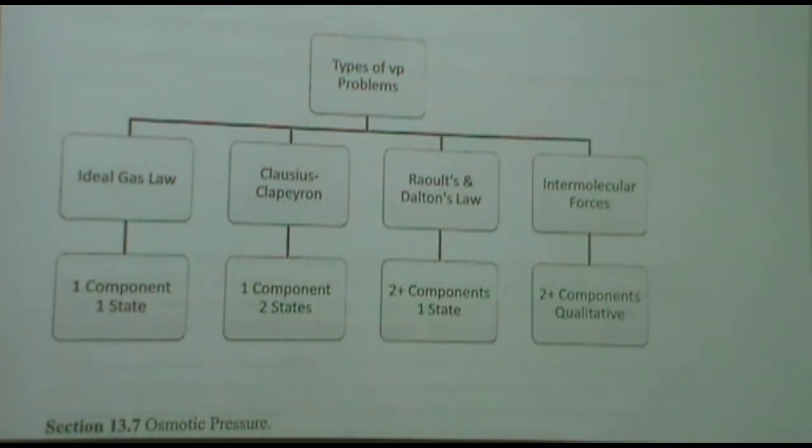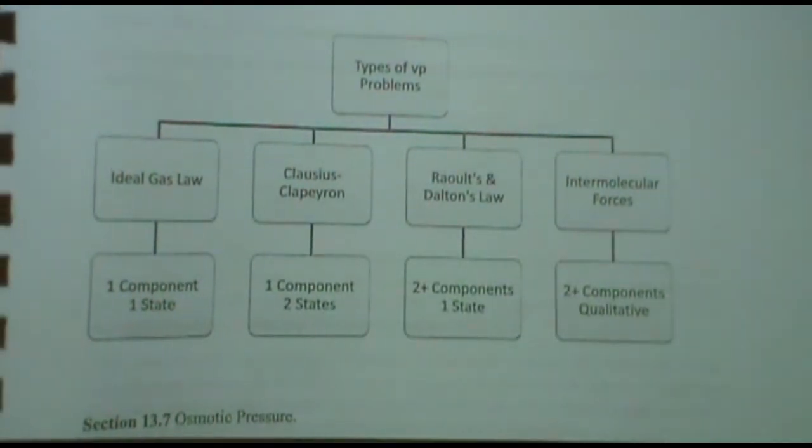Again, these are all vapor pressure problems. If you have 2 or more components, like compounds, and 1 state, that's Raoult's law. And then if you have 2 or more components, but it's qualitative, no numbers, then that's an intermolecular forces problem in vapor pressure. So in 2B so far, these are the 4 types of vapor pressure problems you've seen. These can be bunched together occasionally in a long answer problem, or done individually, itemized as shorter problems. So that's how Clausius-Clapeyron could be combined with one of these others.